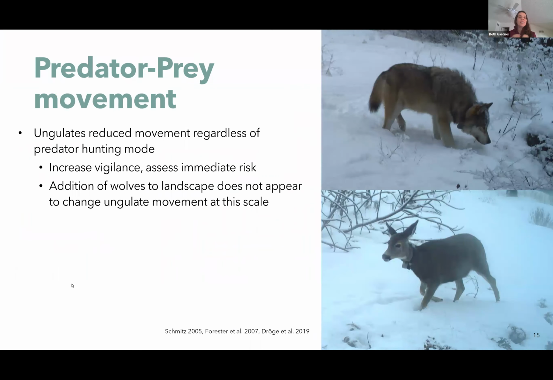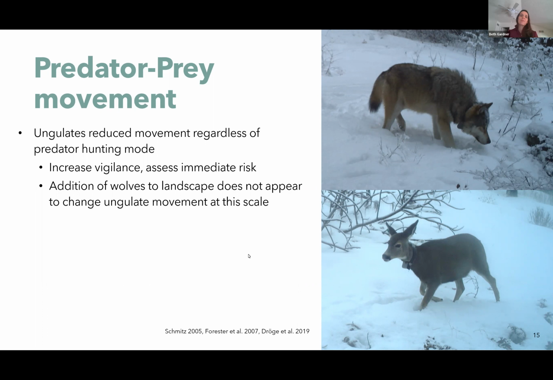So overall, ungulates reduce their movement regardless of the predator hunting mode. That means they were moving less, which could indicate increased vigilance as they assess immediate risk. What we can say from that is that we didn't see any difference in their responses to wolves. So the addition of wolves to the landscape did not appear to change their movement at the scale that we're looking at.